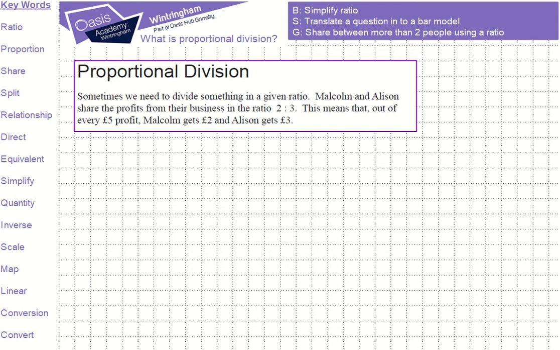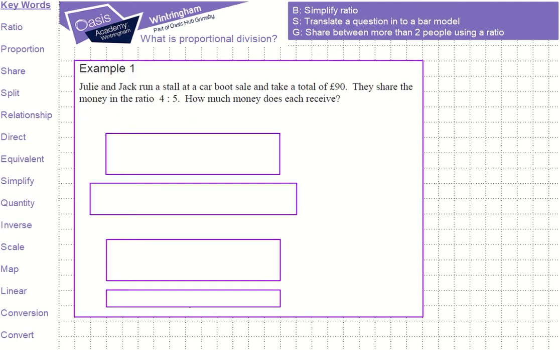And let's have a look at an example for this. Example number 1. Write down the question onto whatever you're using, your paper or your tablet, computer. Julie and Jack run a stall at a car boot sale and take a total of £90. They share the money in the ratio 4 to 5. How much does each receive?